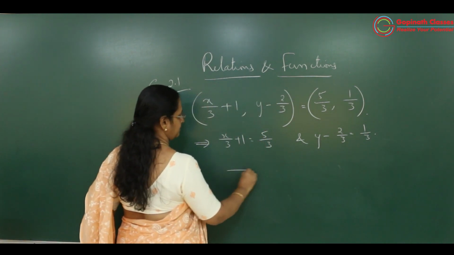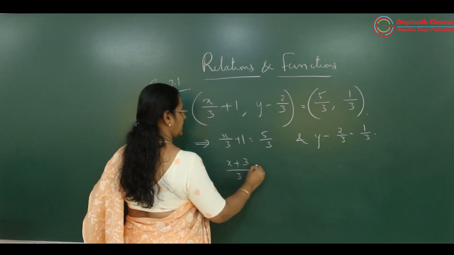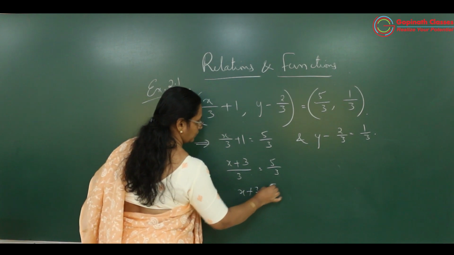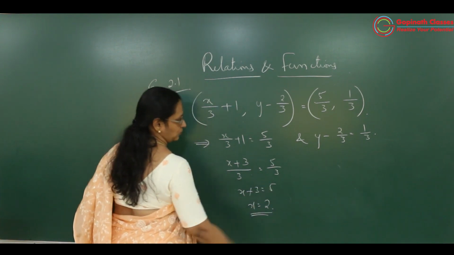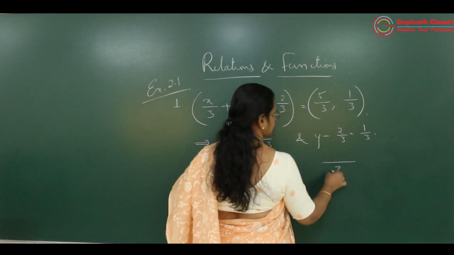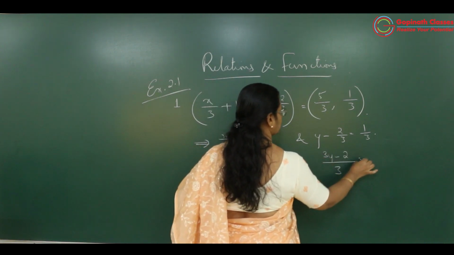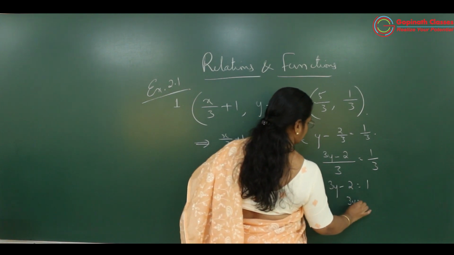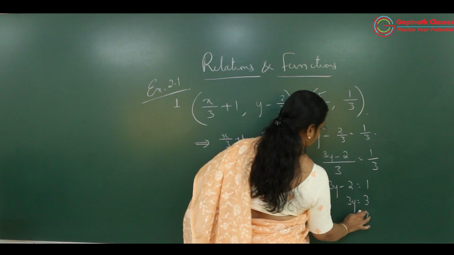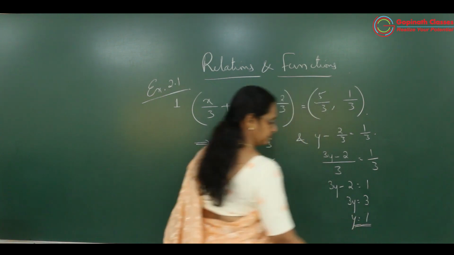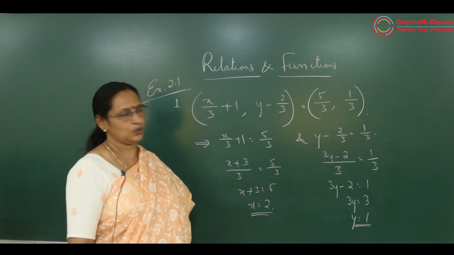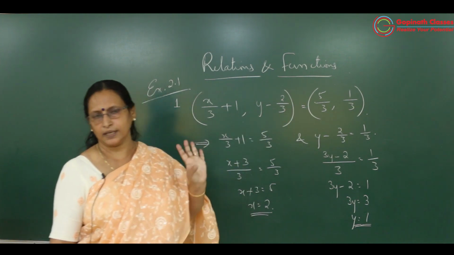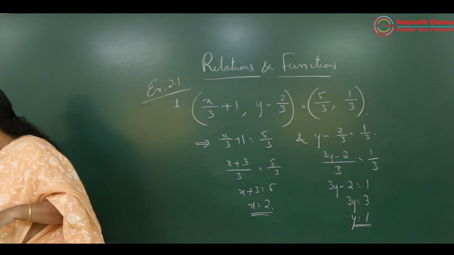We can go for LCM. This will come x + 3 over 3 is equal to 5 upon 3. That means x + 3 is equal to 5, x equals 2. And here, if I am taking LCM 3, I will get 3y - 2 over 3 is equal to 1 upon 3. 3y - 2 is equal to 1, 3y equals 3 and y equals 1. So, x equals 2 and y equals 1. When two ordered pairs are equal, these are very simple things. That is why I am going very fast. Come to the next question.